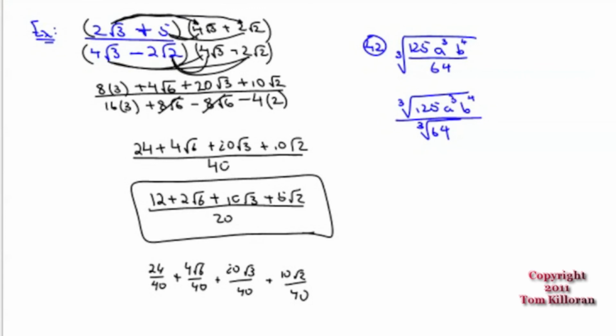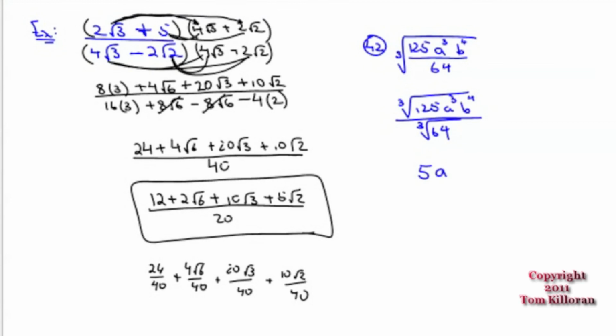Unless, of course, 125 and 64 had common factors that would simplify. But it doesn't. All right, and then we can kind of separate this into two problems. We can do the top as a single problem, and we can do the bottom as a single problem, and just keep the answers top to bottom. So we can separate this. Cube root of 125 is 5. The cube root of a cubed is just a.